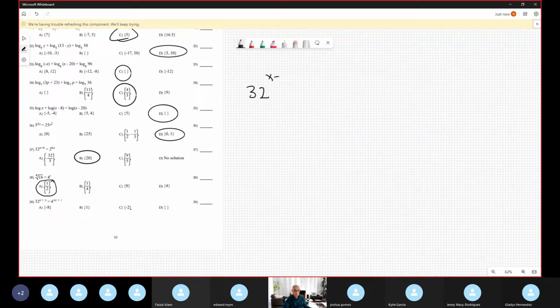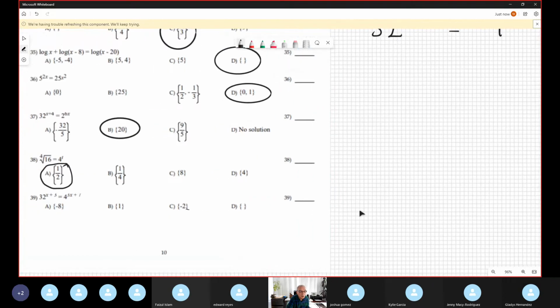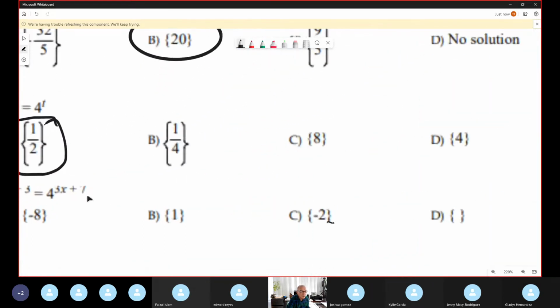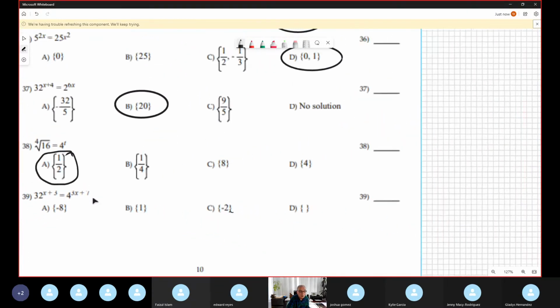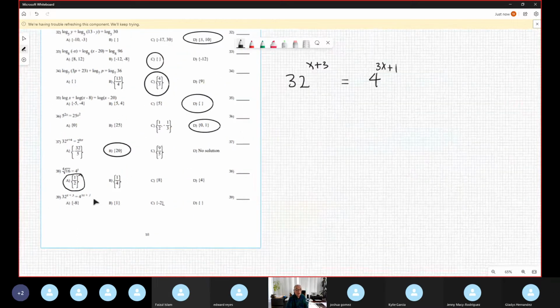32 with exponent x plus 3 is equal to 4, and the exponent is 3x plus 1. I guess so. The problem is that I don't see very well if it is 3x plus 1 or no. Or it's another number, maybe. Or it's 7. I assume it is 1. And if it is 1, I never get the answer. It's 7. Okay, so let's do it using 7. And the other is 3.